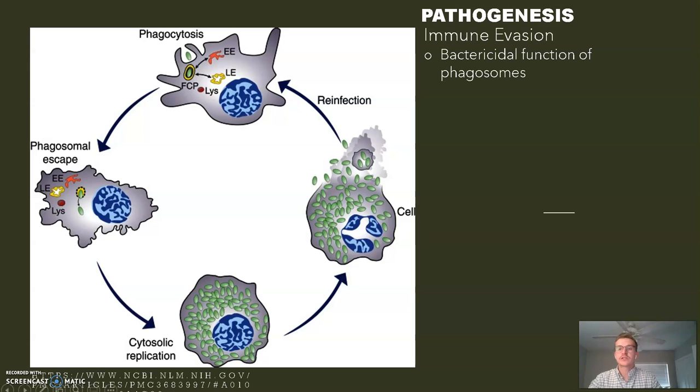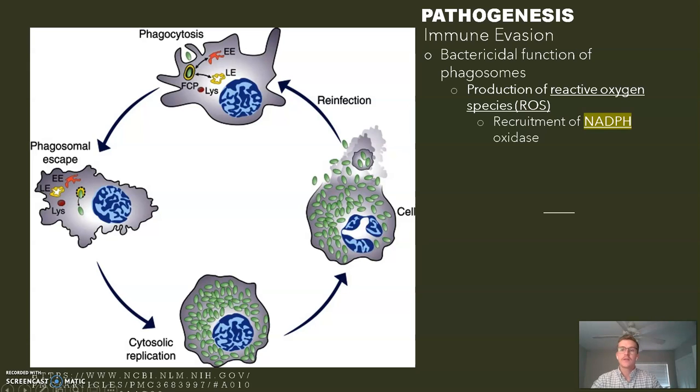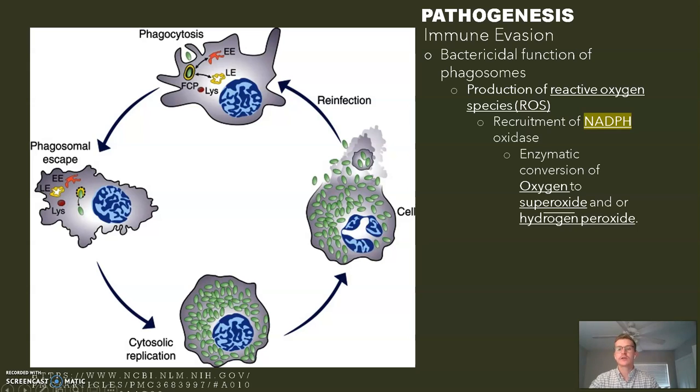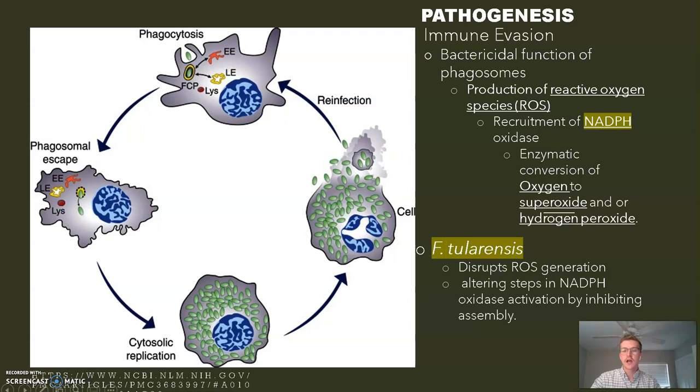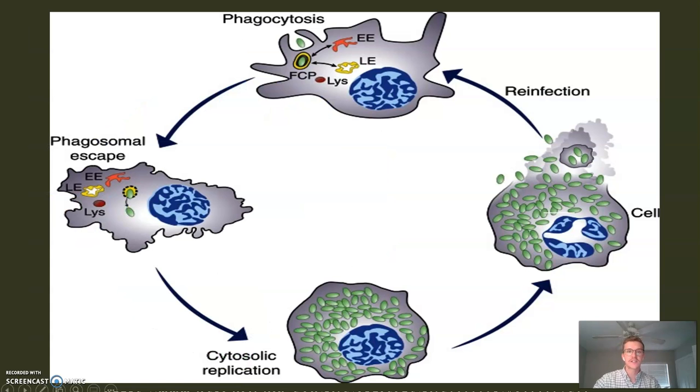And so it actually has some functions that can help it evade the internal immunity. As we know, as bactericidal functions, phagosomes can produce reactive oxygen species, and they use NADPH oxidase as the enzyme to convert oxygen to superoxide and hydrogen peroxide. But our species here, F. tularensis, is able to disrupt this reactive oxygen species from generating. What it does is it alters steps in NADPH oxidase activation, and it inhibits some of the assembly.